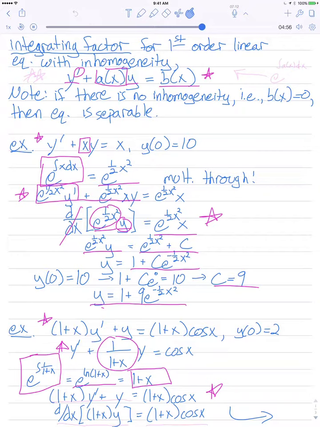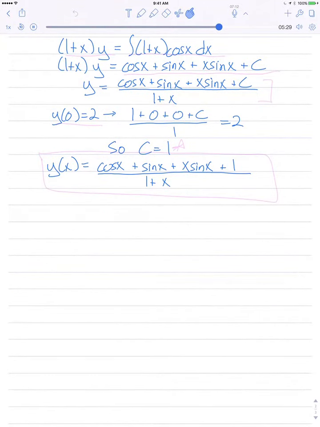All right, so let's go ahead now and recognize that the left-hand side here is the derivative of a product. It's d dx of (1 plus x) y, and on the right-hand side we have (1 plus x) cosine x. So now we're going to go ahead and anti-differentiate each side. On the left, we get (1 plus x) y, because we kill the d dx. And on the right, we have whatever is the antiderivative of (1 plus x) cosine x. Well, it turns out you can evaluate that integral by integration by parts, and if you push that through, you get cosine x plus sine x plus x sine x plus c.